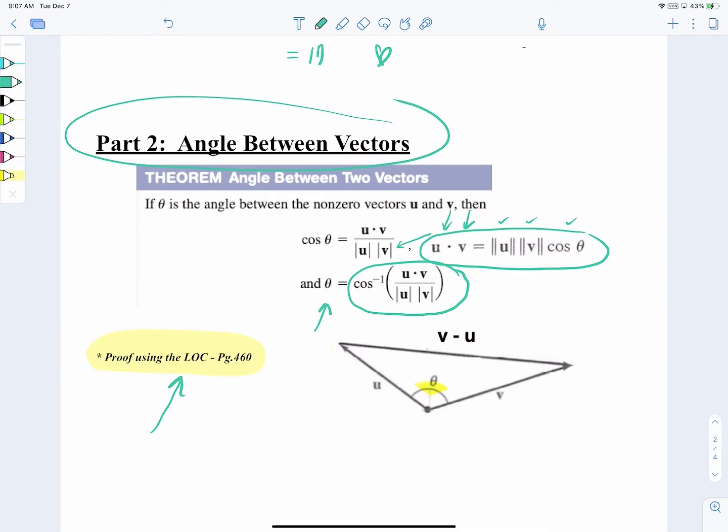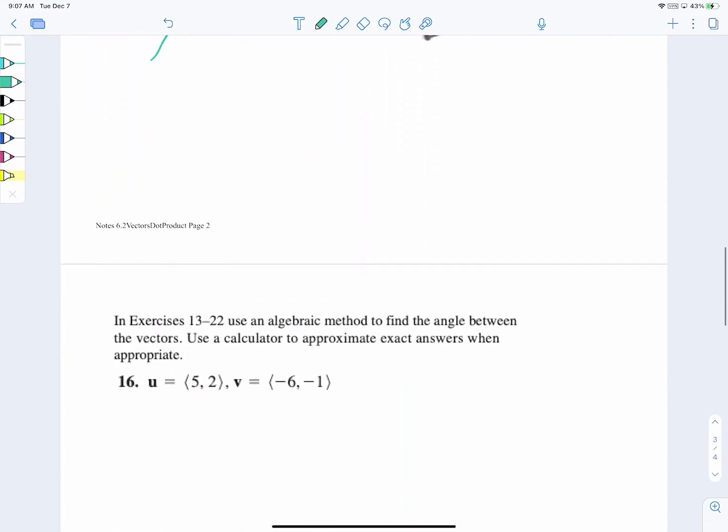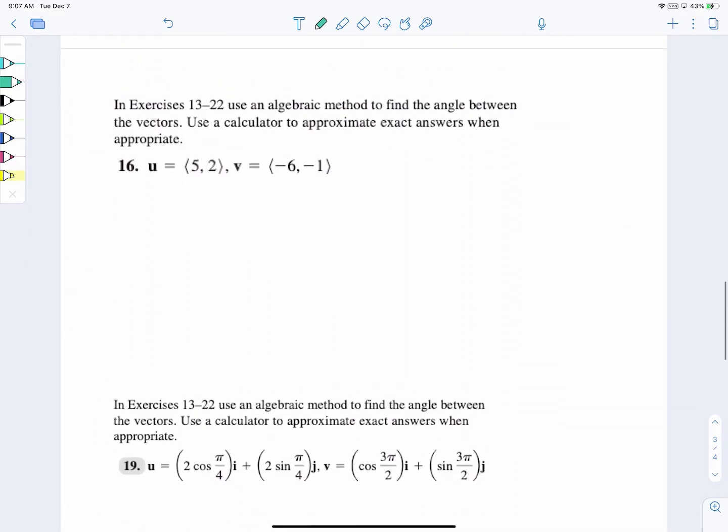Go take a look on page 460 now. Stop the video. Okay, the video ain't going anywhere. All right, how was the proof? I hope it was beautiful. Yeah, it's very easy to understand, and you know law of cosines really well, so it should have been pretty simple for you.